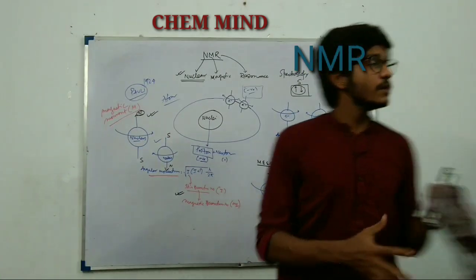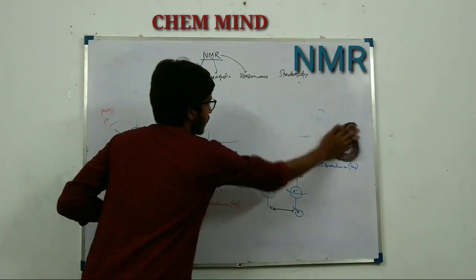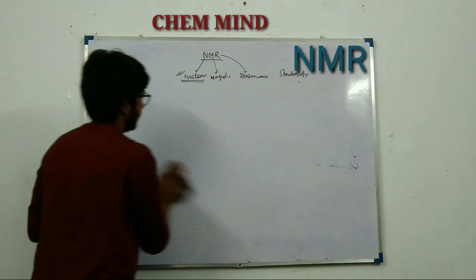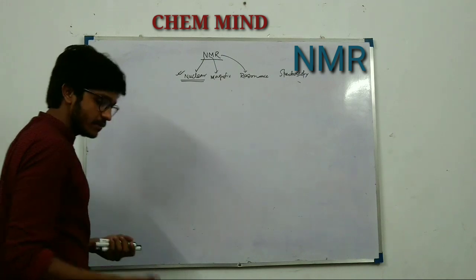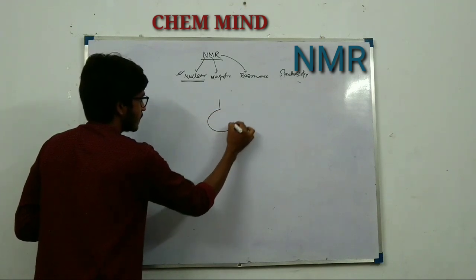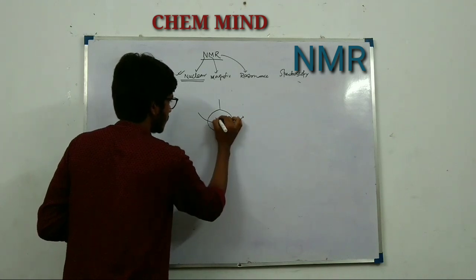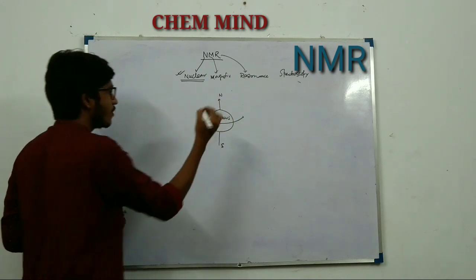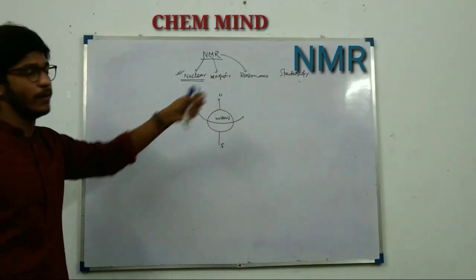Let us assume that you have a nucleus, like this. This is the nucleus, and this particular nucleus is rotating like this, and it can form a tiny magnet, producing a dipole moment or magnetic moment.